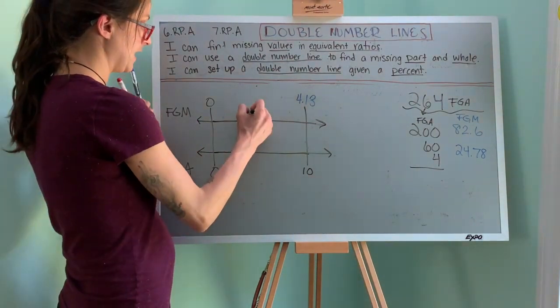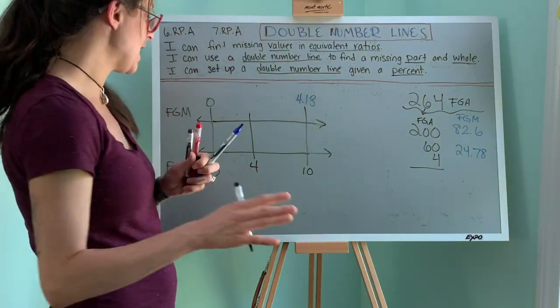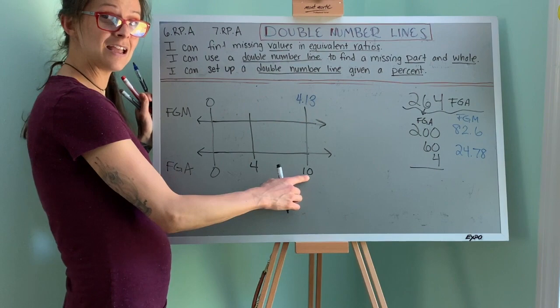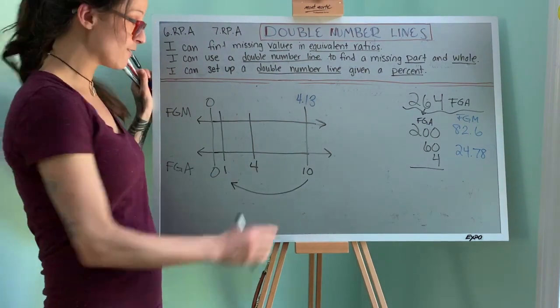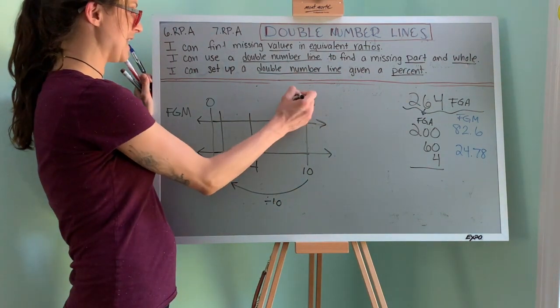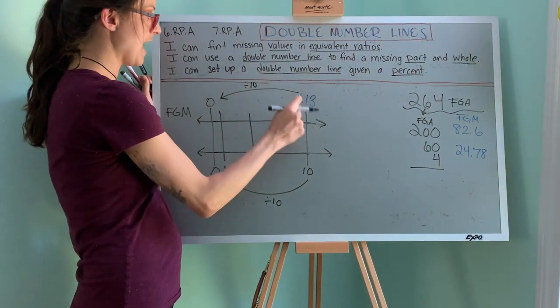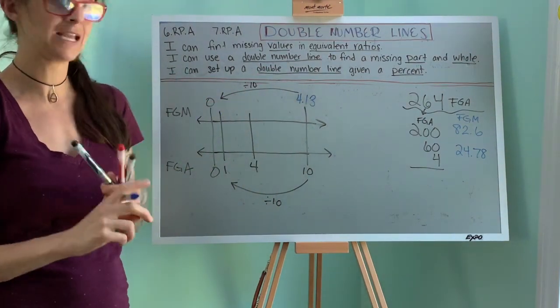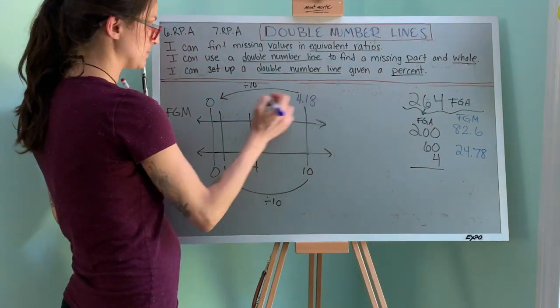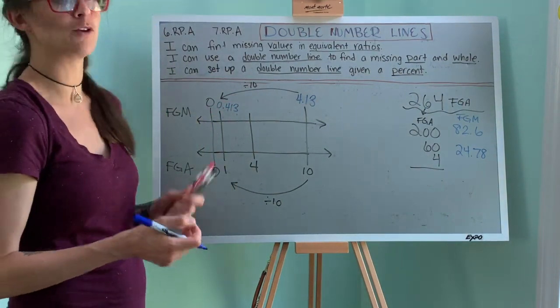If I want to find how many baskets he made after 4 attempts, I can use 10 to get to 1. To get from 10 to 1, I'm going to divide by 10. And I want to repeat that structure and divide 4 13/100ths by 10. Again, all I have to do is move that decimal place. So I have 413 thousandths of a basket for every 1 attempt.